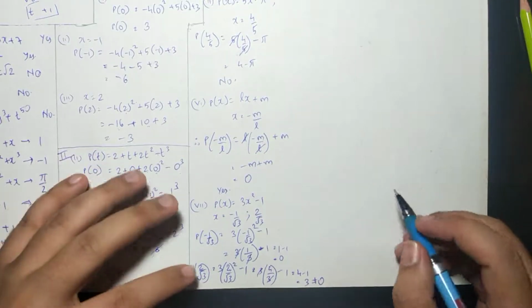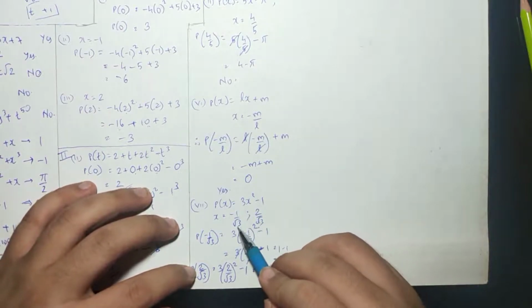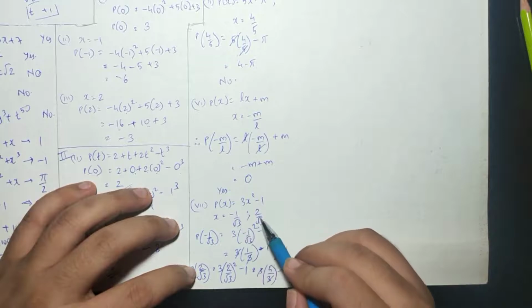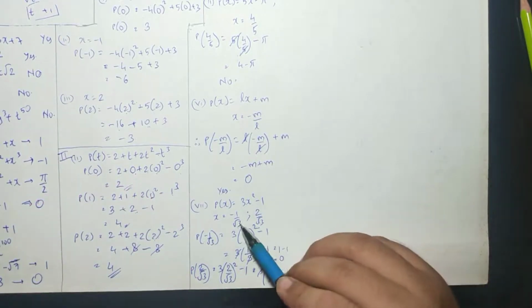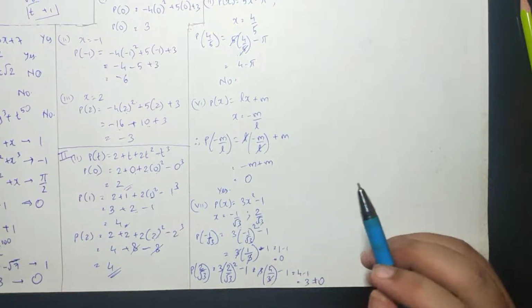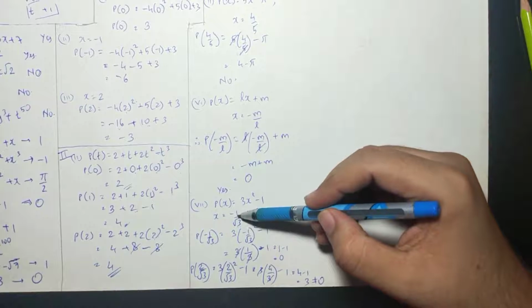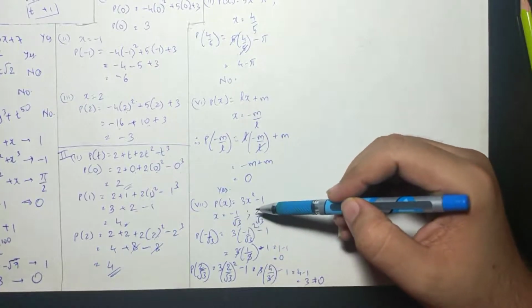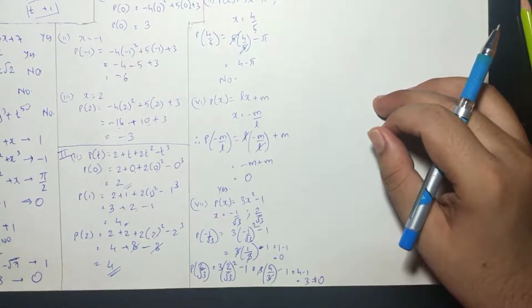What this says is that out of the two values given, only the first value was a zero, but the second value was not a zero of the polynomial. So in the final answer, what will you write? Minus 1 by root 3 is a zero of the polynomial, but 2 by root 3 is not a zero of the polynomial. Okay, let us proceed towards the fourth sum.